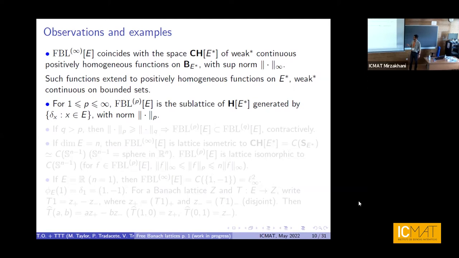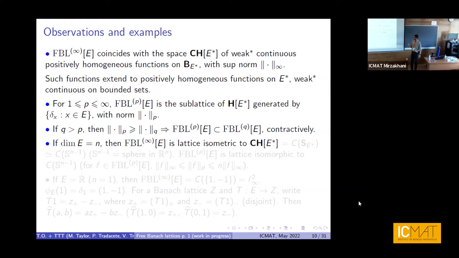So once again, FBL^p, the p-convex free Banach lattice, is a sublattice generated by the evaluation functionals with a certain norm. Those norms are comparable in the sense that if q is greater than p, then the p norm is greater than or equal to the q norm, which means that we naturally get a contractive inclusion of the p-convex free Banach lattice into the q-convex free Banach lattice.